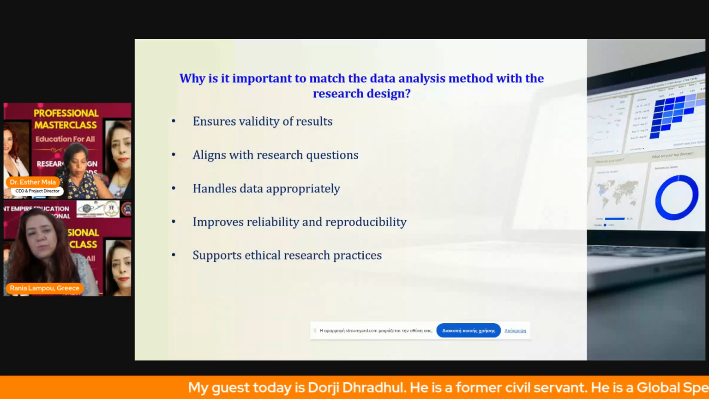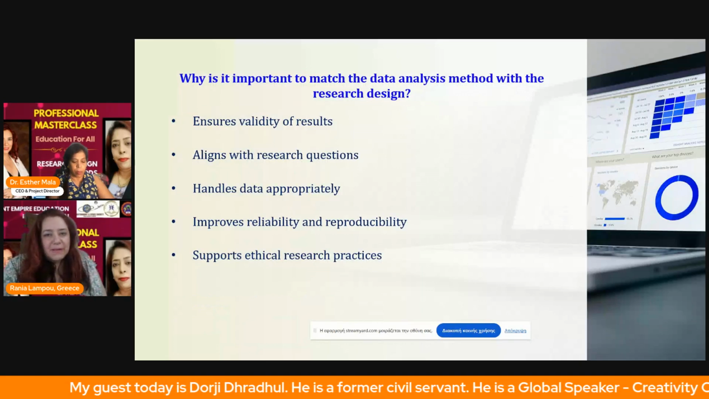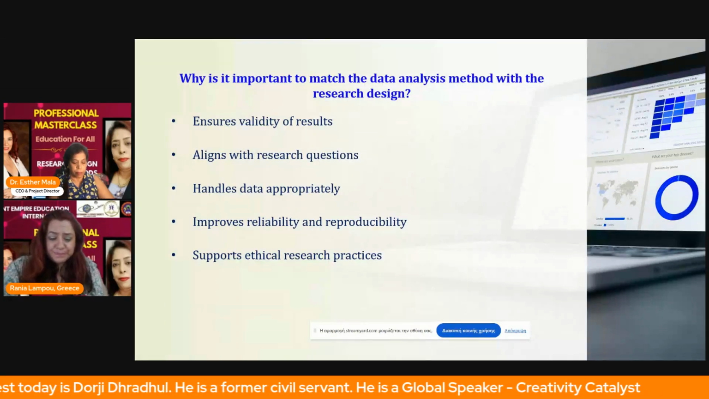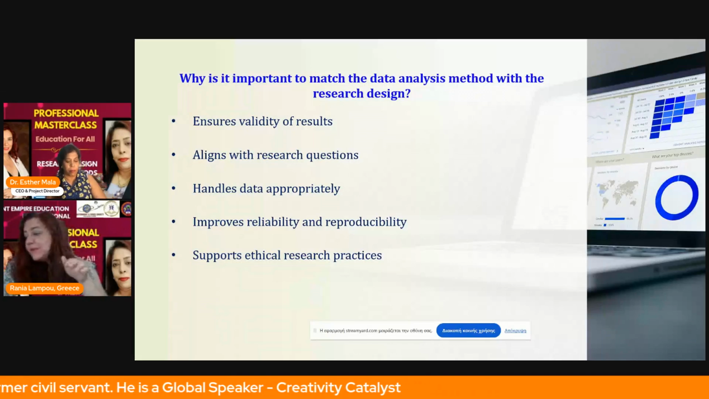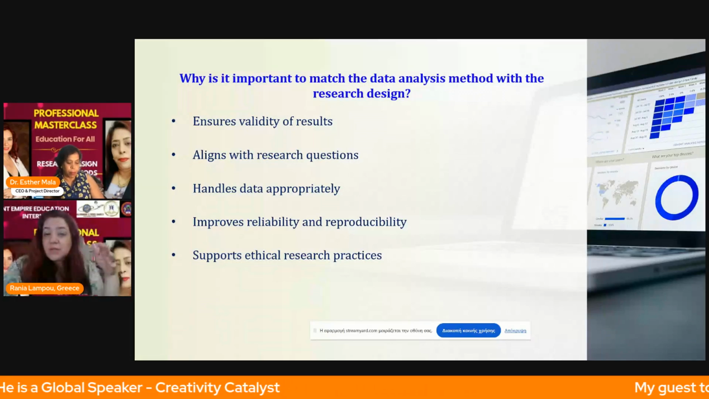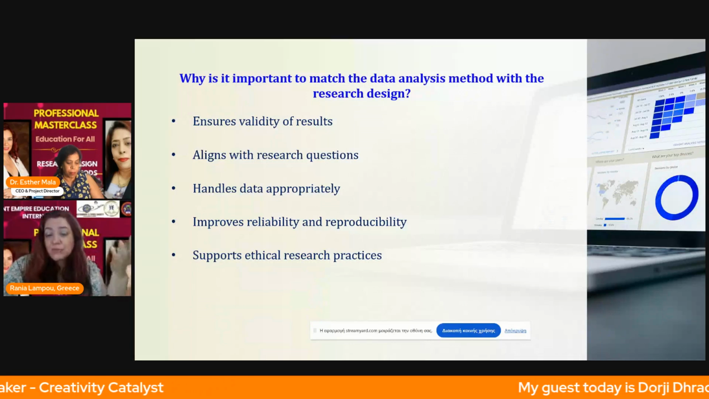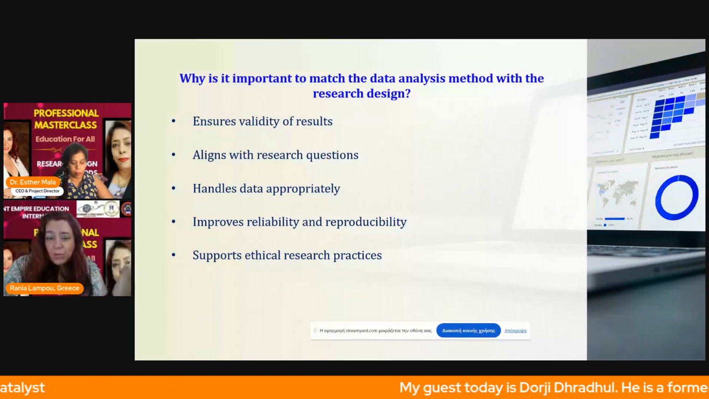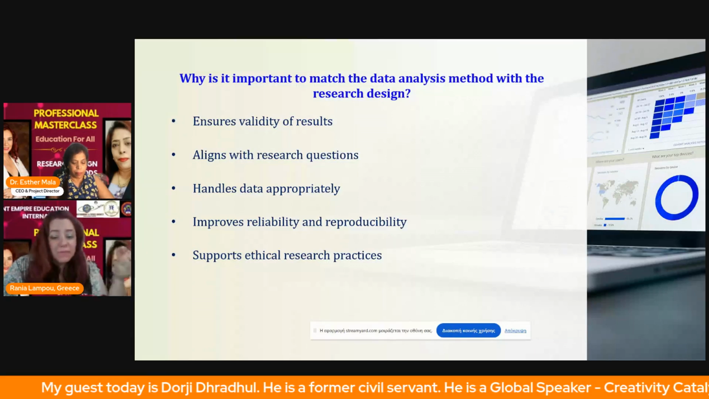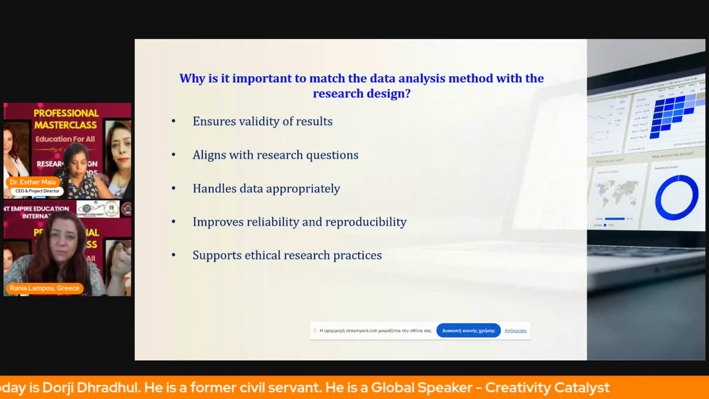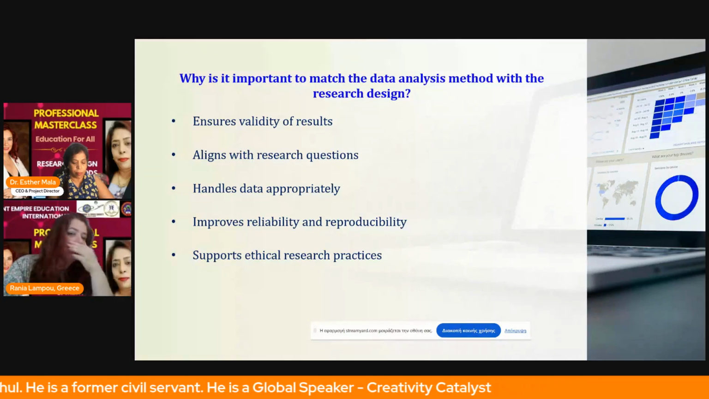Why is it important to match the data analysis method with the research design? Because it ensures the validity of results. Different research designs generate different types of data, so they require appropriate analytical methods to correctly interpret this data. Using a mismatched method can lead to incorrect conclusions.